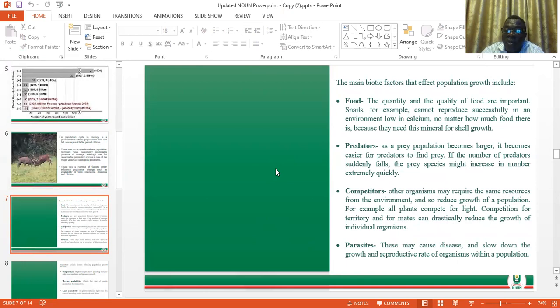As a prey population becomes larger, it becomes easier for predators to find. But if the number of predators increases, the number of the prey species might decrease. So we're looking at the predator-prey relationship affecting population growth.